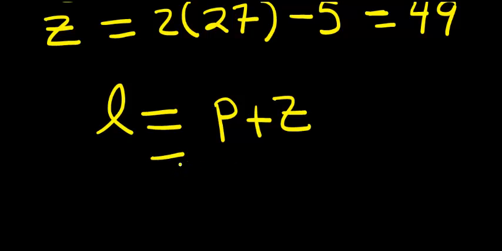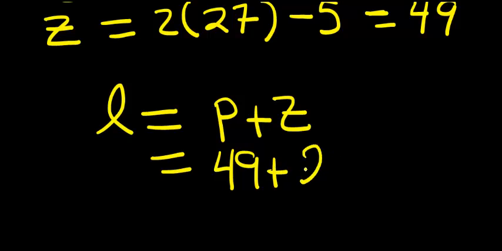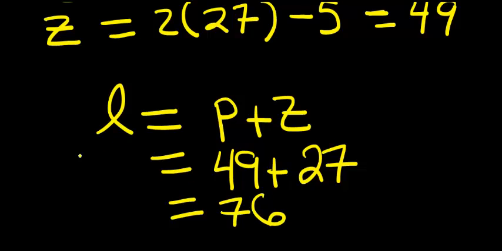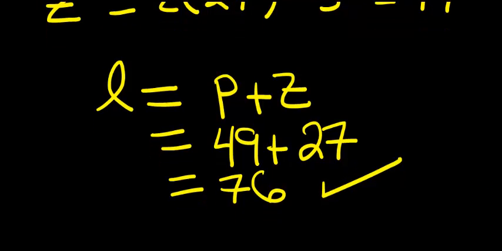Well, P plus Z is 49 plus 27, and that equals 76. Was that the original length that I was given? Absolutely. So this one is done. So let's go ahead and take a look at another one.